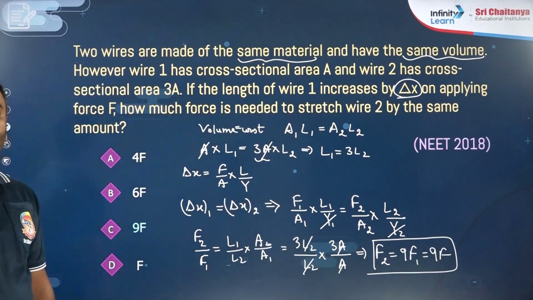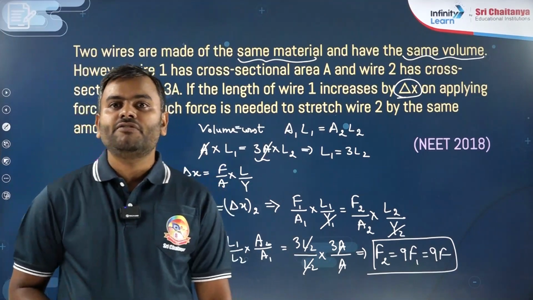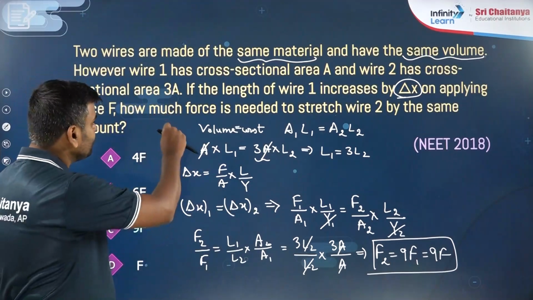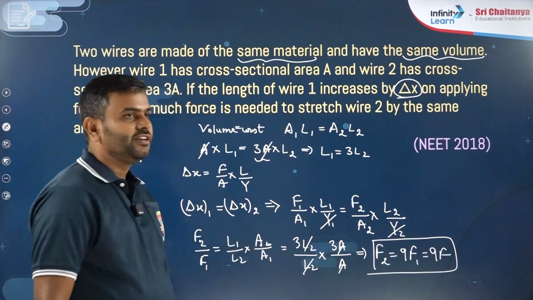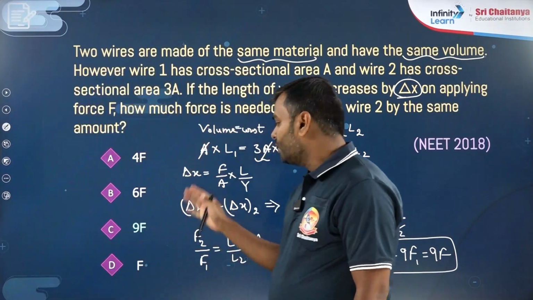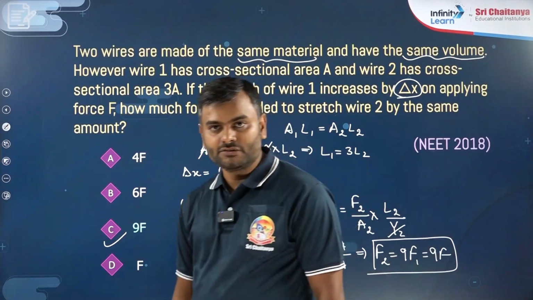So the final answer: in order to have the same stretch, we have to apply 9 times the force which was applied on wire 1. That will be the answer. If we check these options, C is the correct option. I hope you have understood that.